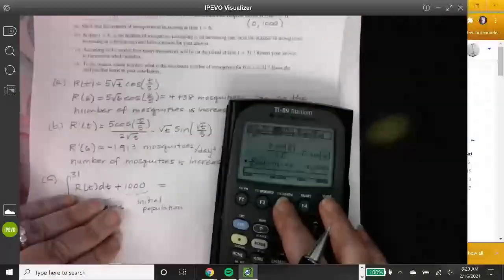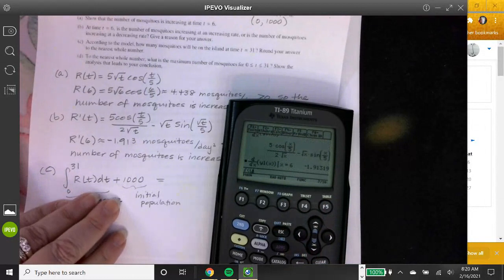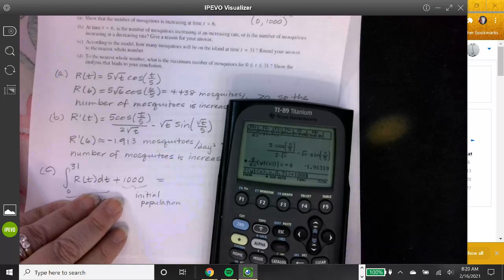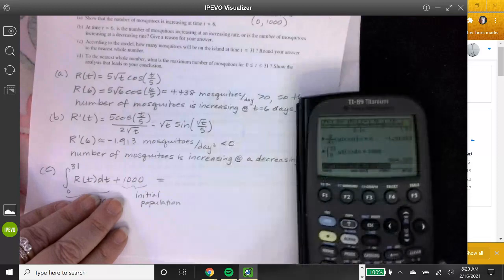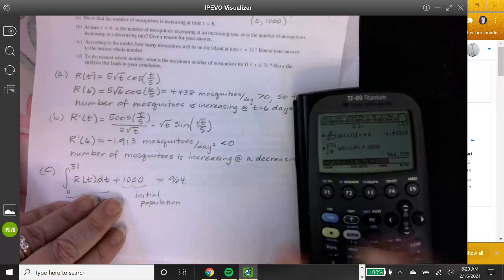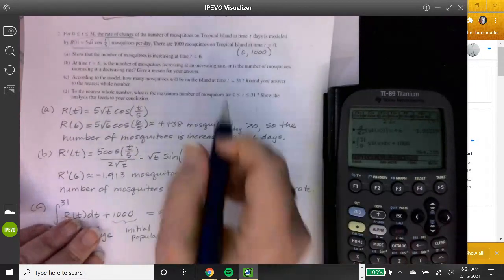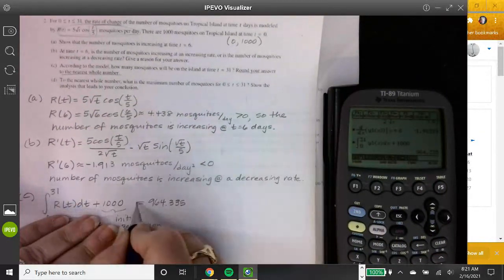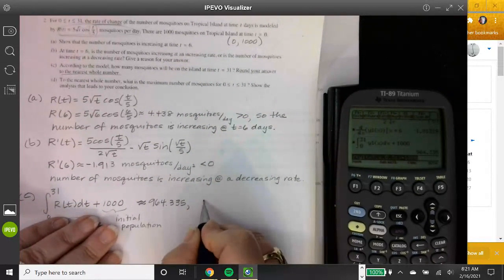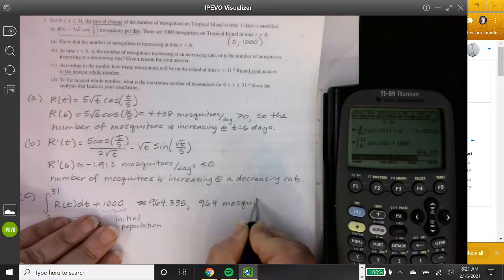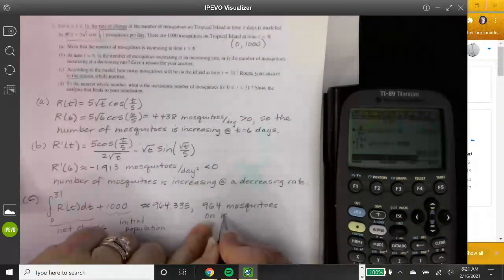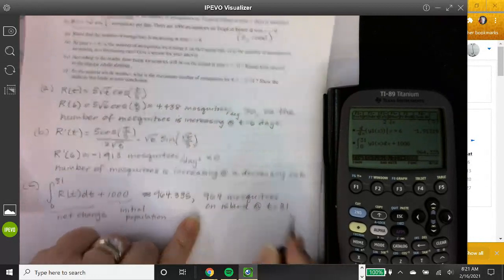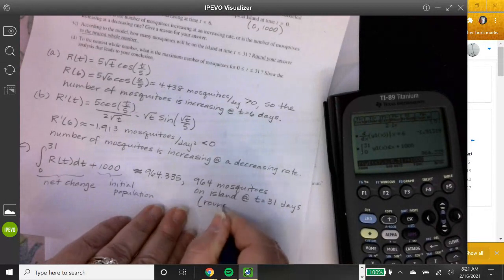All right, so I'm going to say F3 integrate y1 of x, because that's where I put it, comma x, comma, we're starting at 0, day 0, going to 31 days, closing that, and we're going to add 1,000, which is my initial condition. Let's see how many mosquitoes we get on the island. What is that? 964.335. But I need to pay attention to the question because it says round your answer to the nearest whole number. Well, the nearest whole number is 964 mosquitoes on the island at t equal 31 days. And I might say something like rounded to nearest whole number.